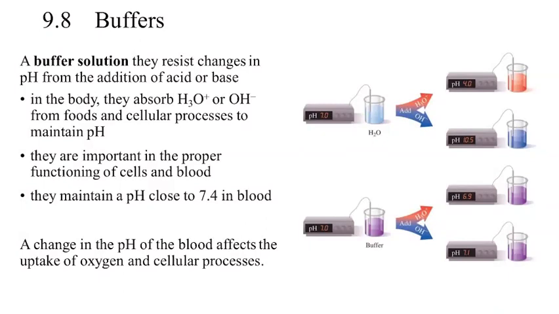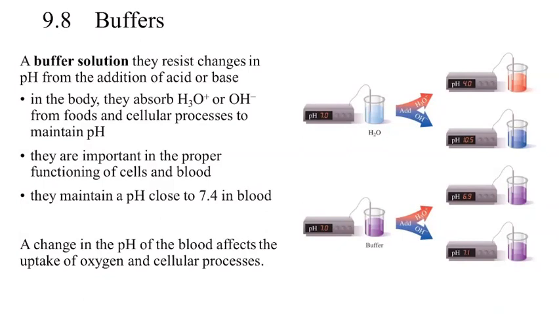To give you guys an example, the blood that is running through our body has a specific pH, which is 7.4. And that blood needs to be maintained at that pH of 7.4 in order for many of the biochemical reactions that happen in the body to occur properly.